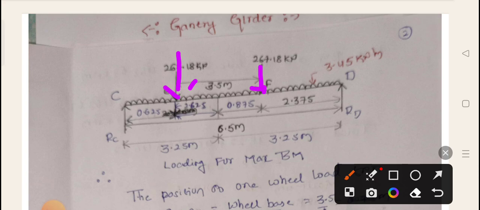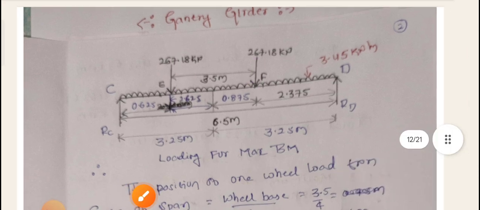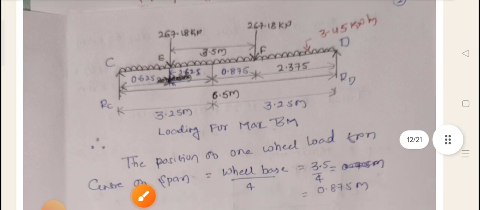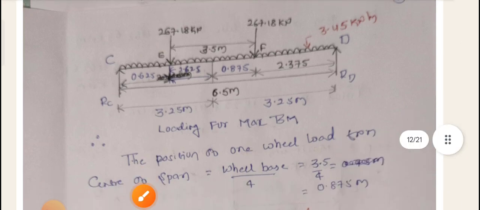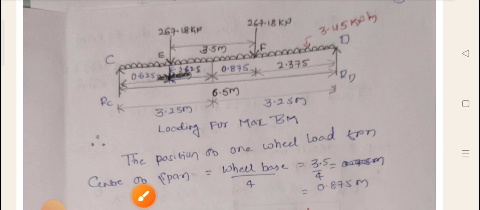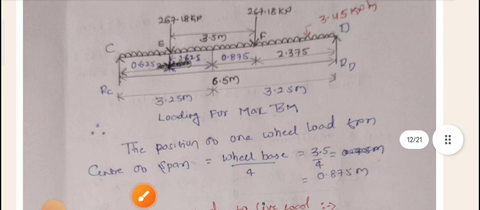And I am placing this exactly at the center. I am considering that I have to place one of the wheels so that it matches the centroid of this gantry girder. So that is at a quarter span. I will take it to act at 1/4. The position of one wheel load from the center of the span is the wheel base by 3. You can take that at 3/4.